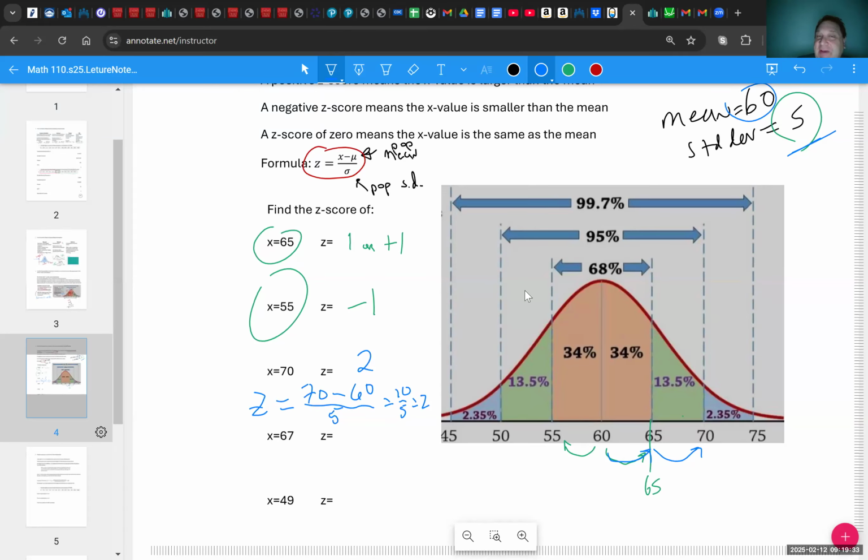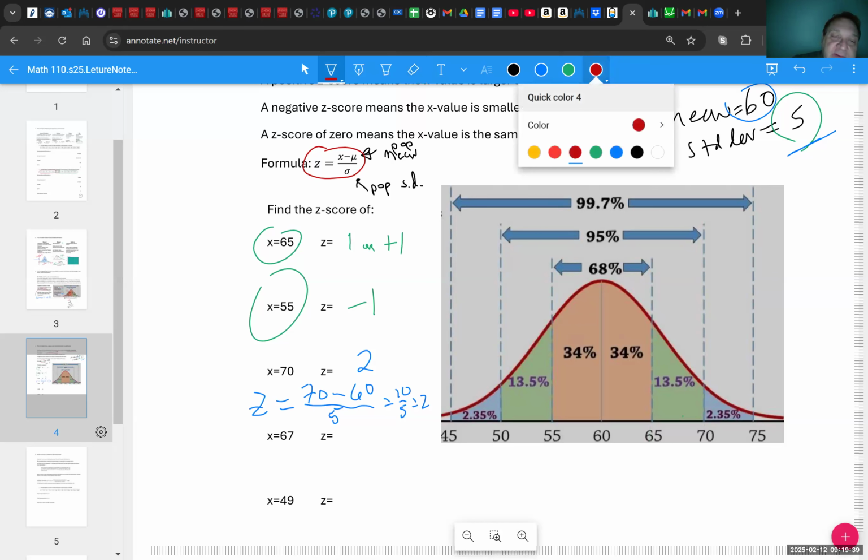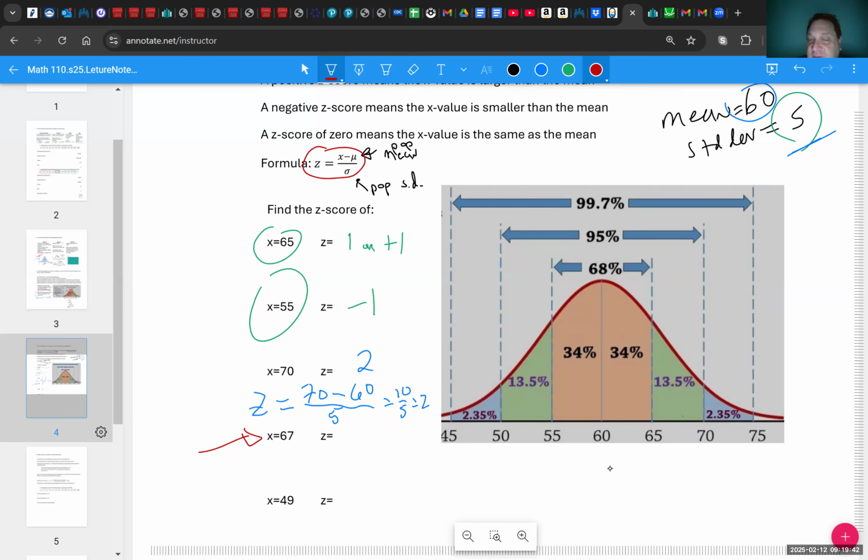So I brought that up also because for the next question, it says 67. I'm looking at this one right here, 67, which is between 65 and 70. Like 67 is right around here. So we know that 1 standard deviation gets us to 65, and 2 standard deviations gets us to 70. This is between 1 and 2 standard deviations, like 1.5 standard deviations, something like that.